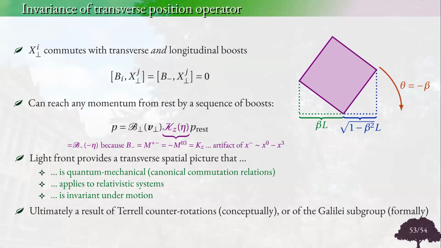This means that the light front will provide you with a transverse spatial picture that is quantum mechanical, because you have canonical commutation relations for x perp and p perp, applies to relativistic systems, and is invariant under motion. Ultimately, formally, it's a consequence of the Galilei subgroup. Or if you want to think about things conceptually rather than algebraically, you can think of it as a result of Terrell counter-rotations, because the Terrell rotation makes it look like the transverse structure is rotated, and the counter-rotation then leaves the transverse structure invariant. So that's another really neat thing about the light front.